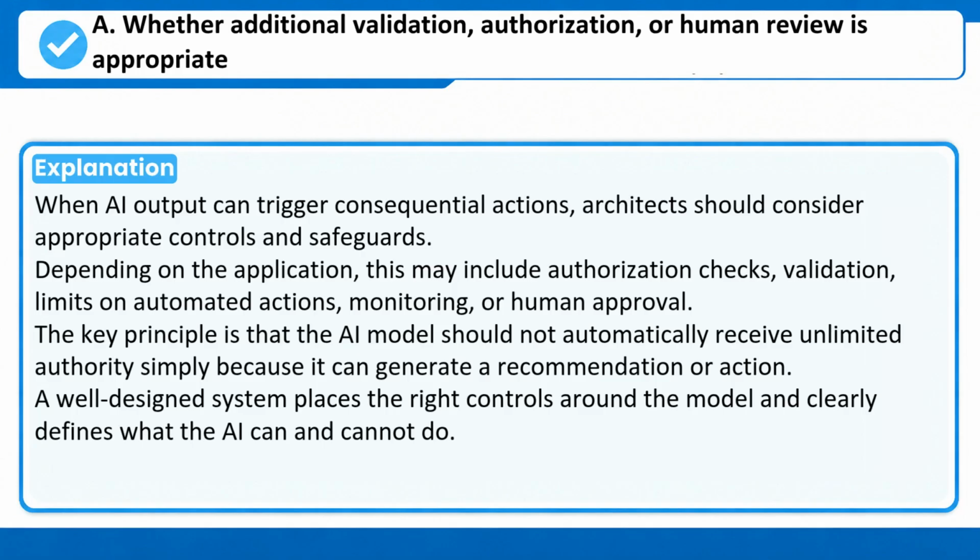Correct answer. A. Whether additional validation, authorization, or human review is appropriate. Explanation. When AI output can trigger consequential actions, architects should consider appropriate controls and safeguards. Depending on the application, this may include authorization checks, validation, limits on automated actions, monitoring, or human approval. The key principle is that the AI model should not automatically receive unlimited authority simply because it can generate a recommendation or action. A well-designed system places the right controls around the model and clearly defines what the AI can and cannot do.